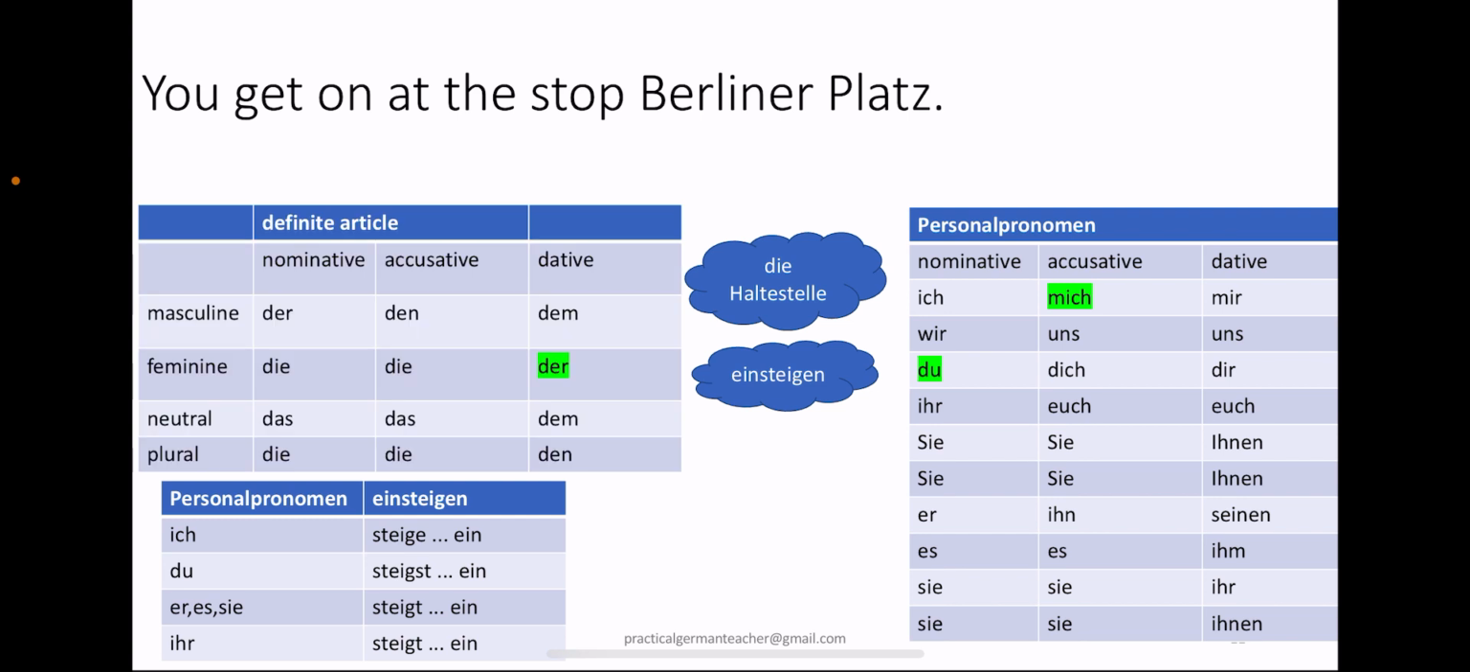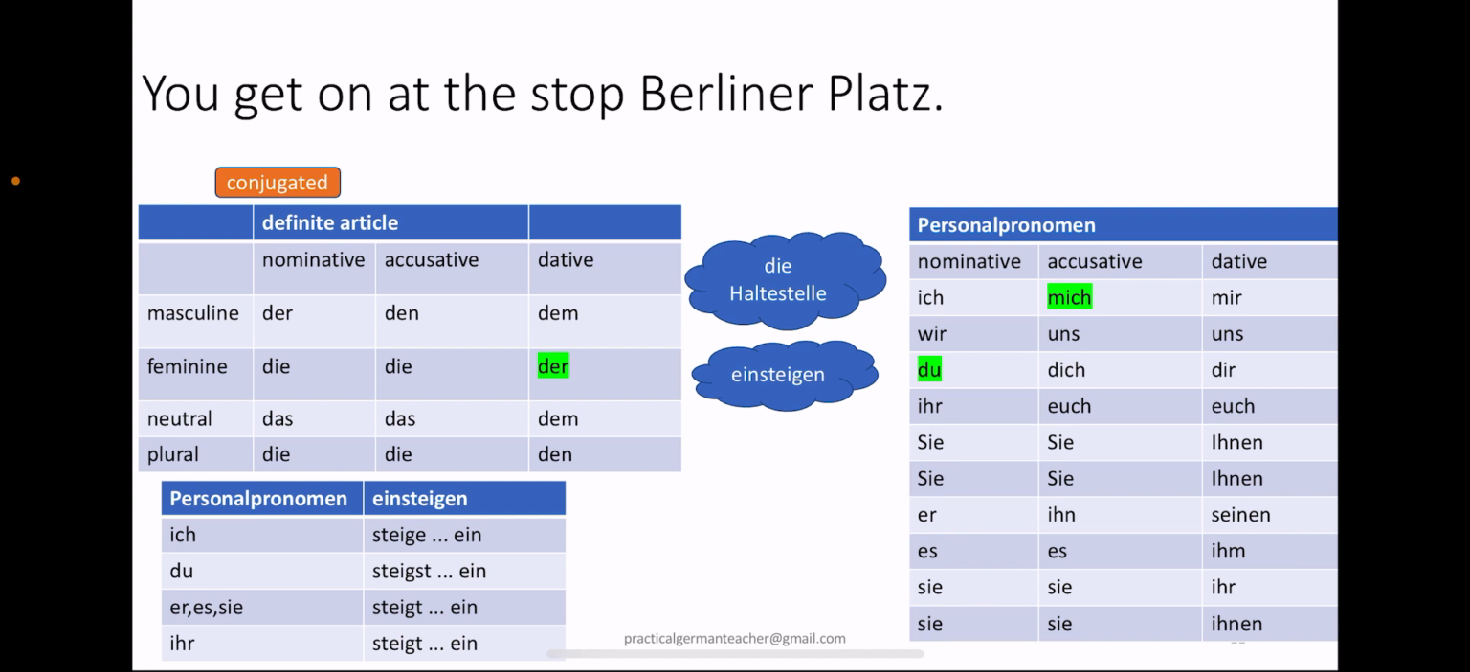So here you need the dative definite article for feminine, that is der Haltestelle. So it will be der. By the way, when you say der, you can just say "da". You will notice people don't pronounce the R part. They don't emphasize the R part. They'll just say "da".